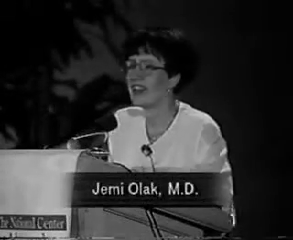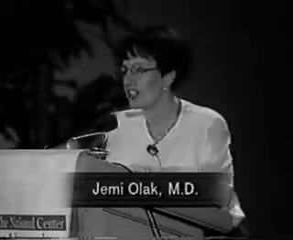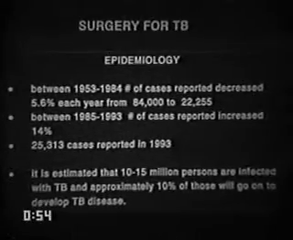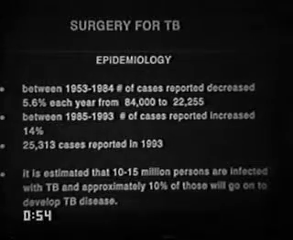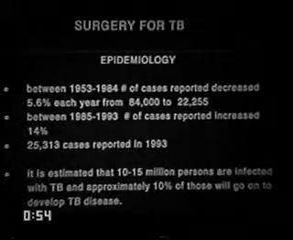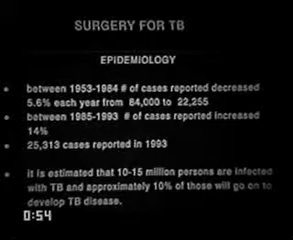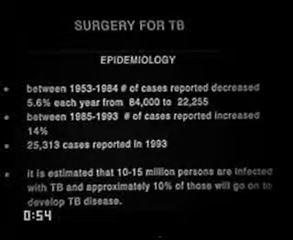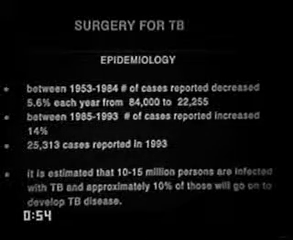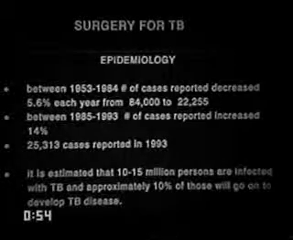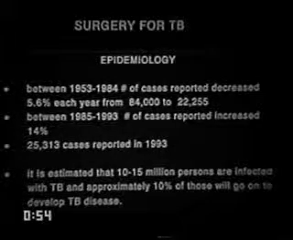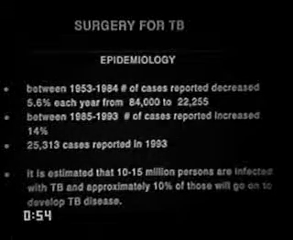So we'll start off with surgery for TB and fungal disease with a little epidemiology. Between 1953 and 1984, the number of cases of TB, and this is CDC data out of Atlanta, number of cases reported decreased by about 5.6% per year, from some 84,000 in the mid-50s to 22,255 in '84. But unfortunately, like many other communicable diseases, between 85 and 93, the number of cases started to increase again.